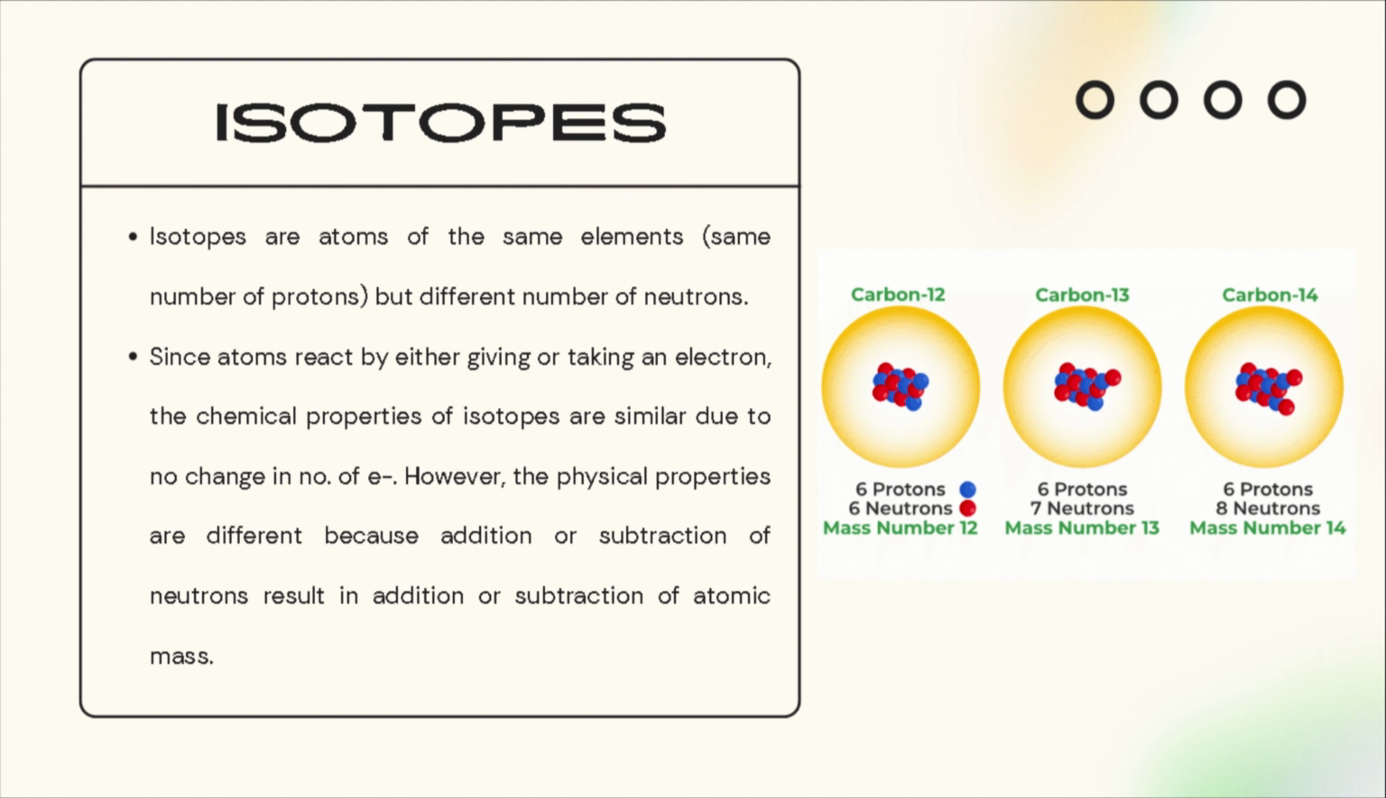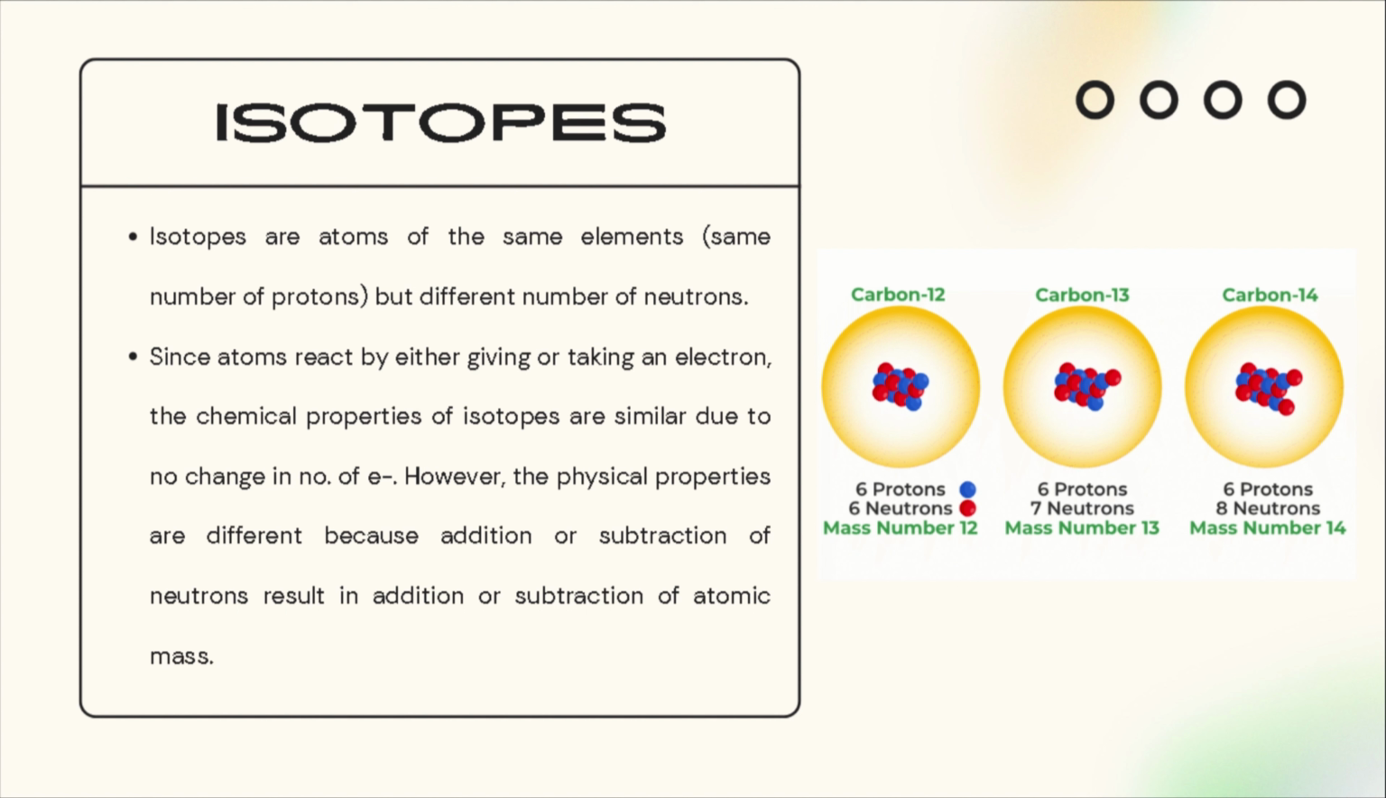Isotopes. Isotopes are atoms of the same element, which means they have same number of protons but different number of neutrons. And since atoms react by either giving or taking an electron, the chemical properties of the isotopes are similar due to no change in number of electrons. However, the physical properties are different because addition or subtraction of neutrons result in addition or subtraction of atomic mass. Basic idea: isotopes are atoms with same protons but different number of neutrons. Again, electrons remain the same, so there is no change in chemical reactivity, but there are differences in physical properties because we have added or subtracted mass.